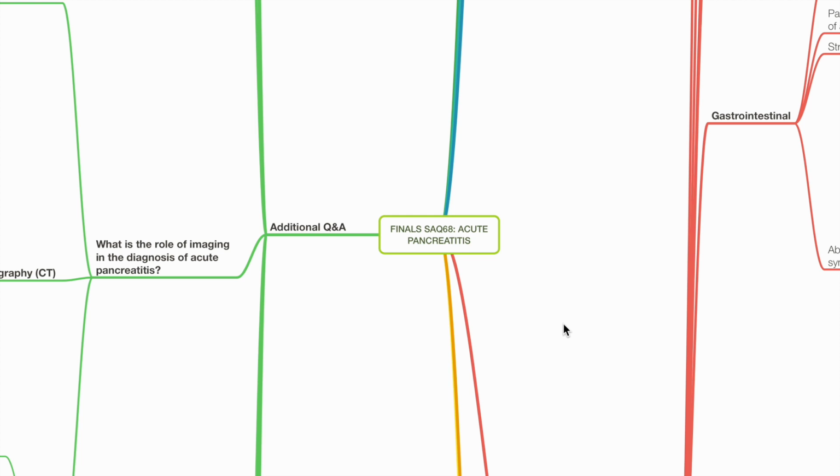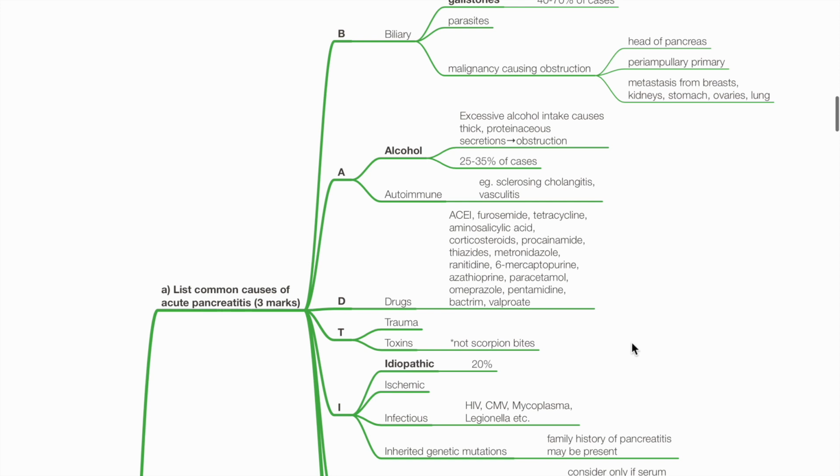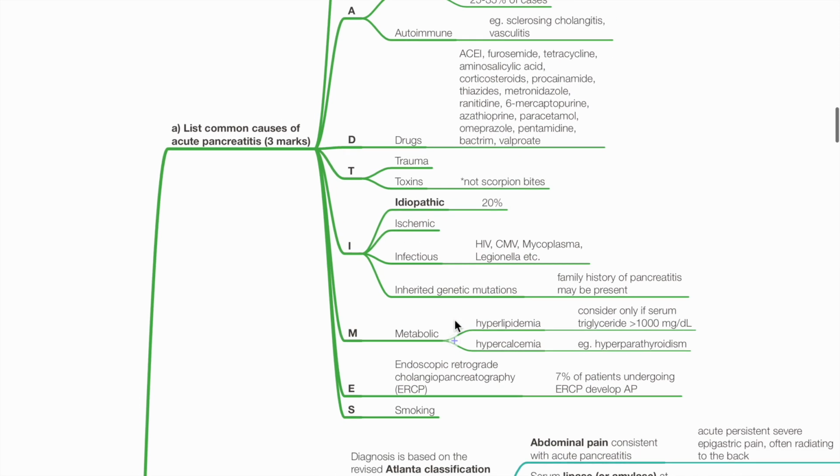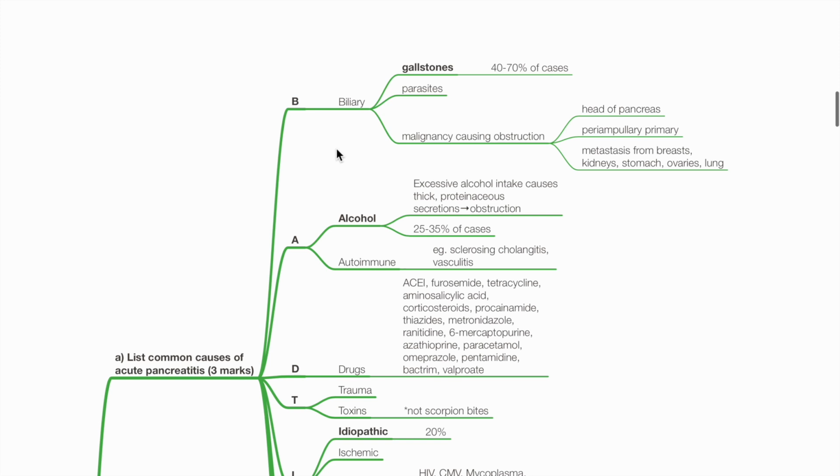Finals SAQ68, Acute Pancreatitis. A. List the common causes of acute pancreatitis. A useful mnemonic to help remember causes of acute pancreatitis is BAD TIMES. B for biliary: gallstones, parasites, or malignancy. Biliary gallstones consist of 40 to 70% of cases.